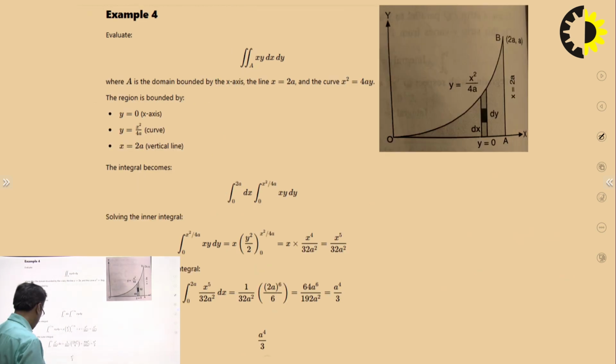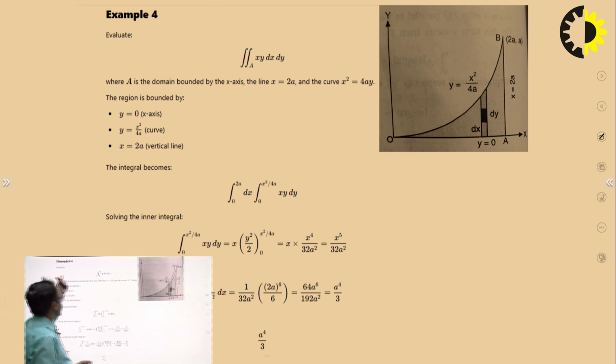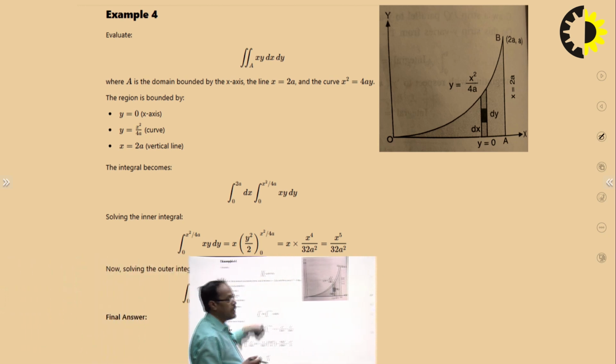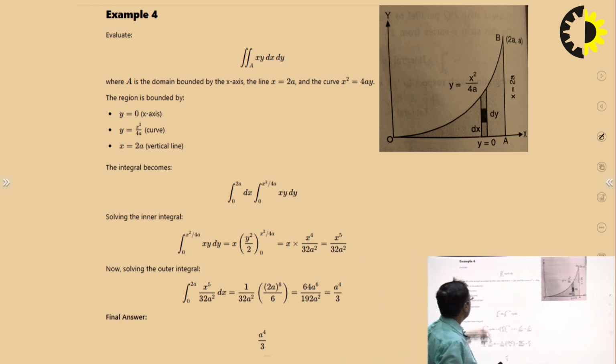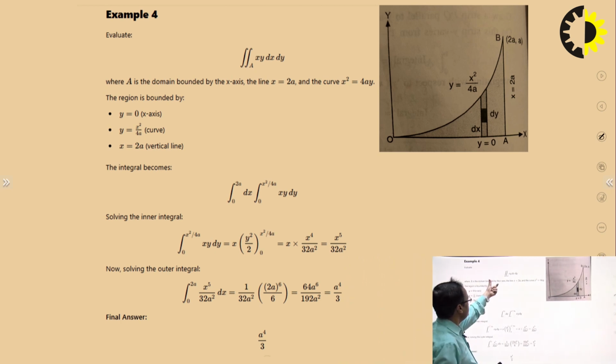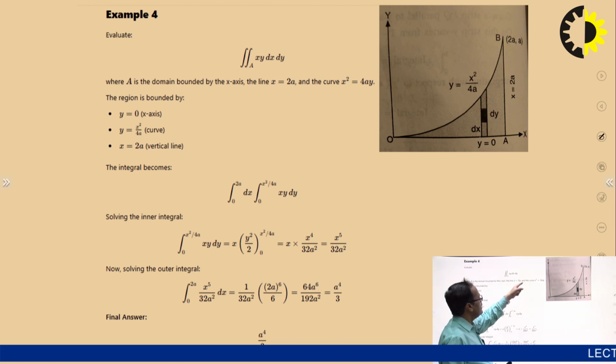Next example: evaluate the double integral of xy dx dy over A, where A is the domain bounded by the x-axis, the line x equal to 2a, and the curve x² equal to 4ay.